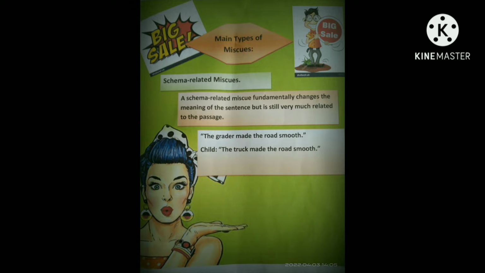The grader made the road smooth. The child will read it, the truck made the road smooth. This is a significant miscue as it changes the meaning of the sentence. A truck is much different from a grader. However, trucks and graders are both used in the making of the road.